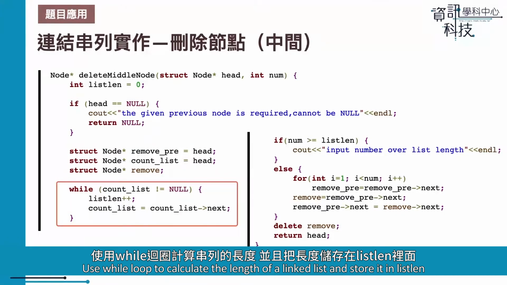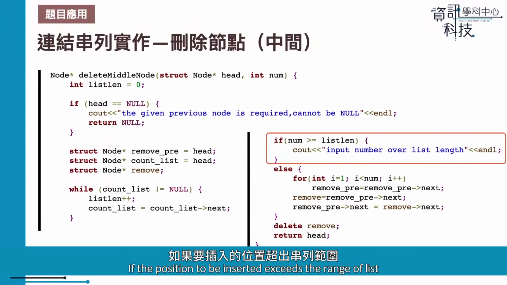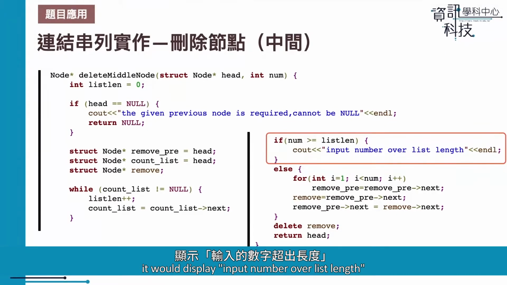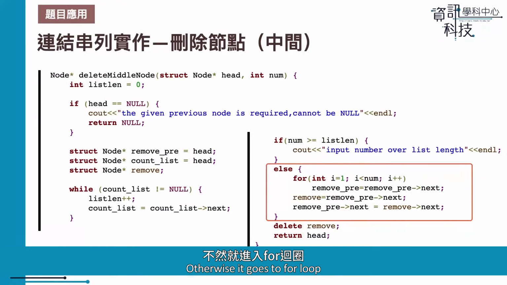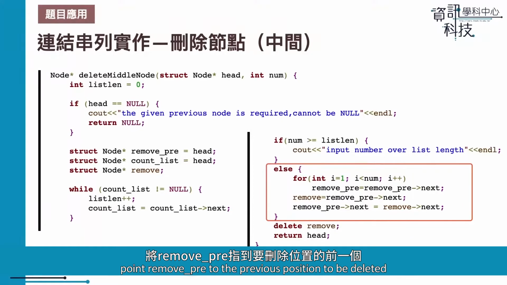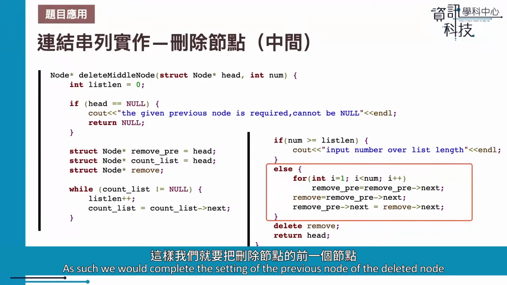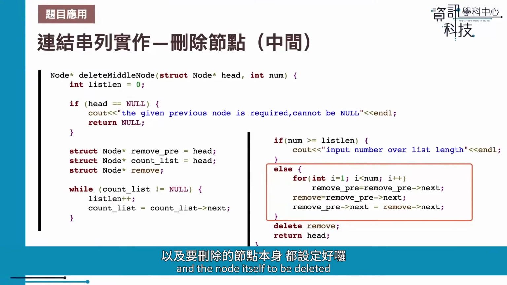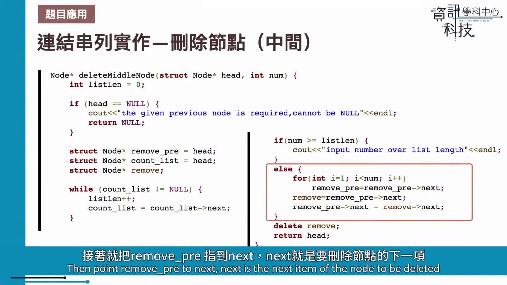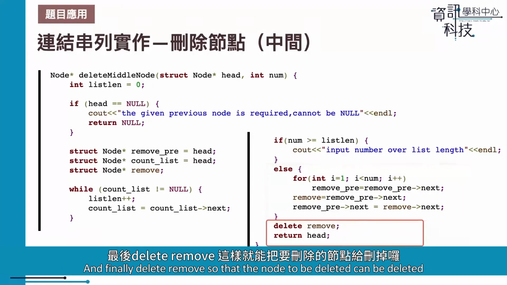Use a while loop to calculate the length of the linked list and store it in listlen. If the position to be inserted exceeds the range of the list, it would display input number over list length. Otherwise, it goes to the for loop, pointing removePre to the previous position of the one to be deleted. After finding it, set the next item of removePre to remove. As such, we would complete the setting of the previous node of the deleted node, and the node itself to be deleted. Then point removePre to next. Next is the next item of the node to be deleted. And finally, delete remove so that the node to be deleted can be deleted.